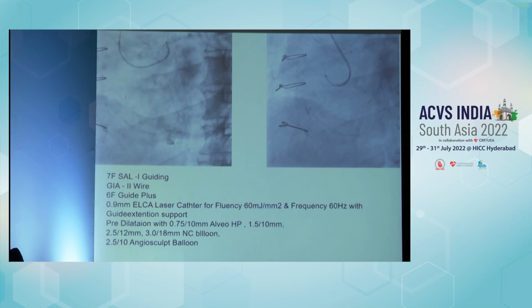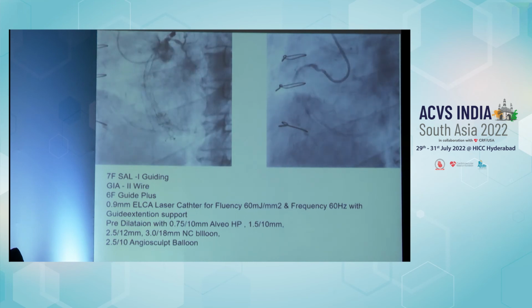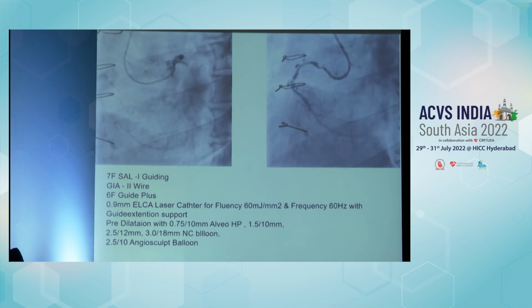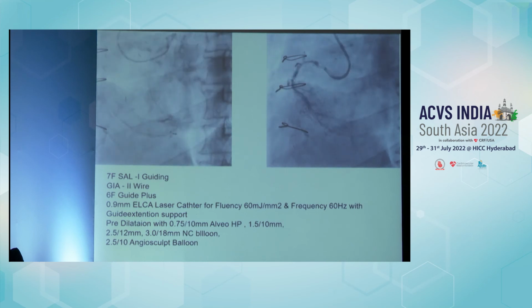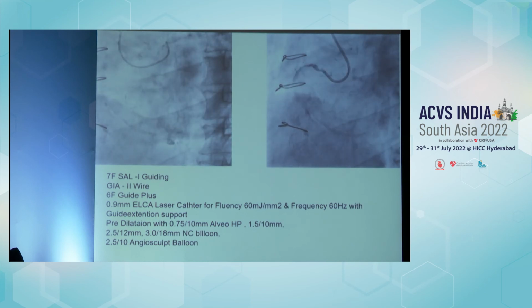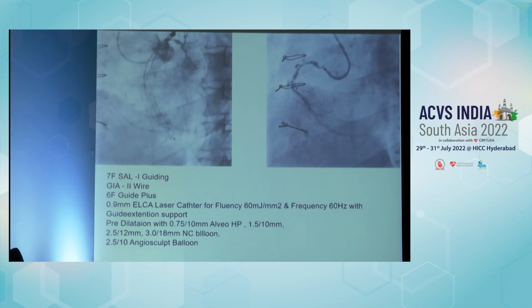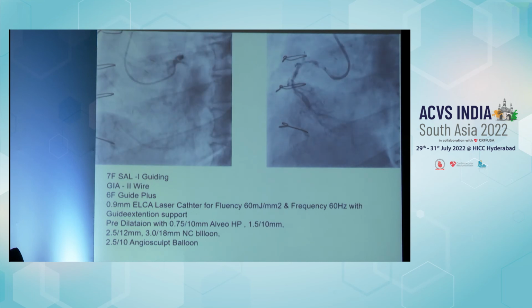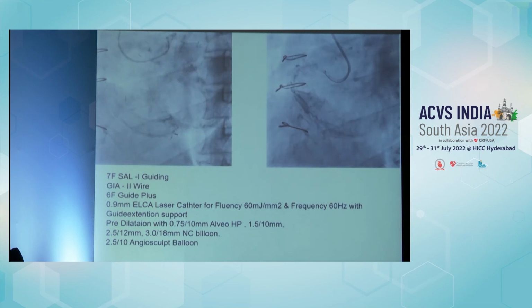We used a Sal guiding catheter and a Gaia 2 wire to cross the lesion with a 6F guide. Once we crossed with the Gaia, you can see this very critical lesion in the mid to distal part of the right coronary artery. We used a 0.9 millimeter laser catheter with fluence of 60 and a rate of 60 hertz, with guide extension support, because it was very difficult. You will see the extreme tortuosity there.